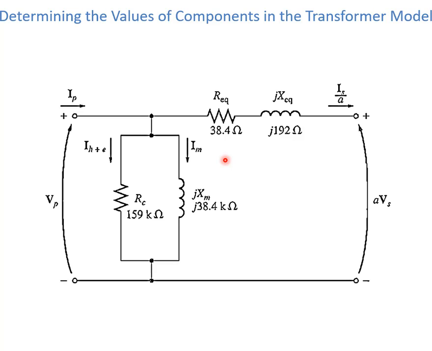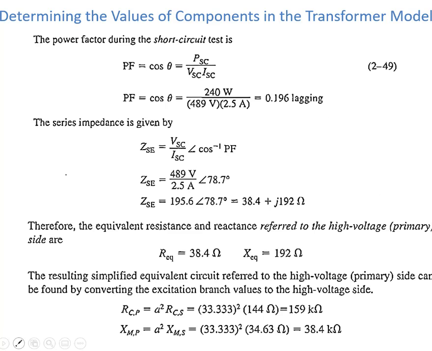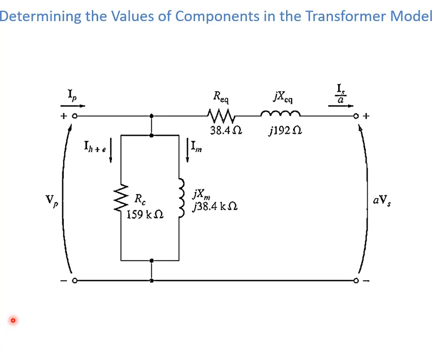I hope you can do it by yourself by simply transforming the parameters which are on the high side to the low side. Now what we have done in this example, we have transformed our parameters which were measured on the low side and referred them to the high voltage side. So we can do the other way around and we can draw the same equivalent circuit for the impedances referred to the low voltage side.